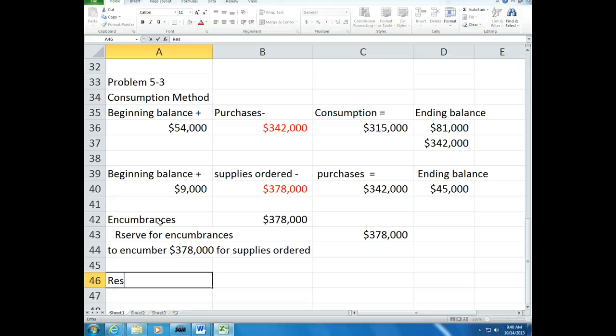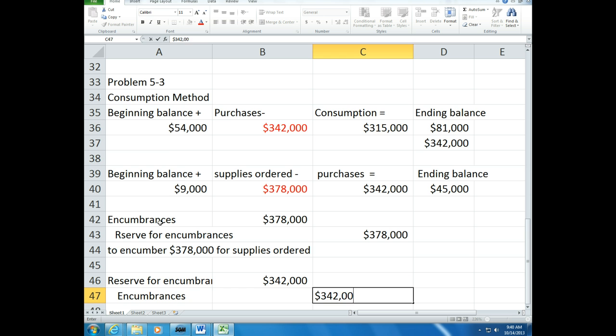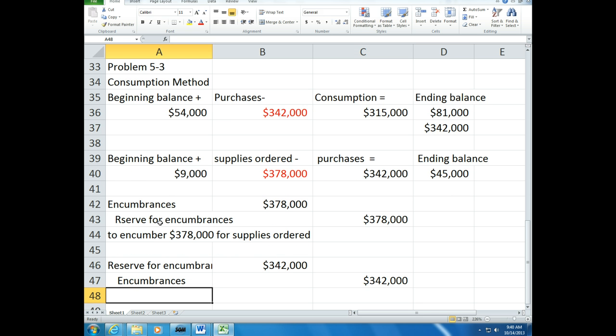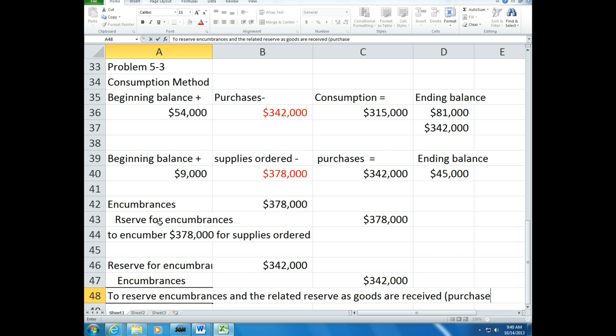So what are we going to do here? We're going to debit reserve for encumbrances of 342. And what are we going to credit? Expenditure encumbrances, because on our budgetary entry we're showing we received these, so we can take them off encumbrance. They're no longer encumbered, they've come in. So that's the budgetary piece. This is to reverse encumbrances and the related reserve as goods are received or purchased.